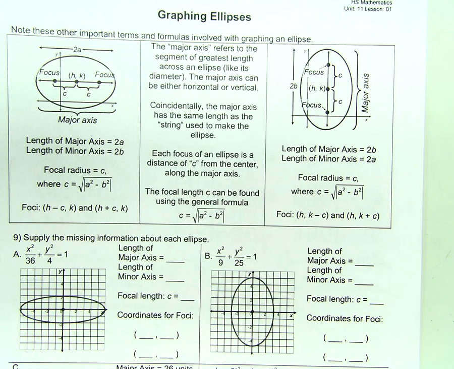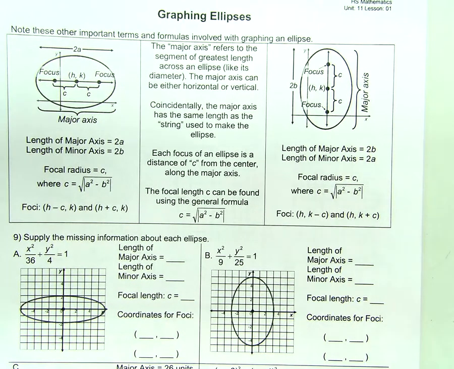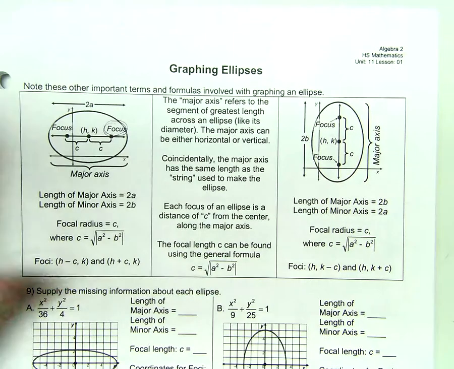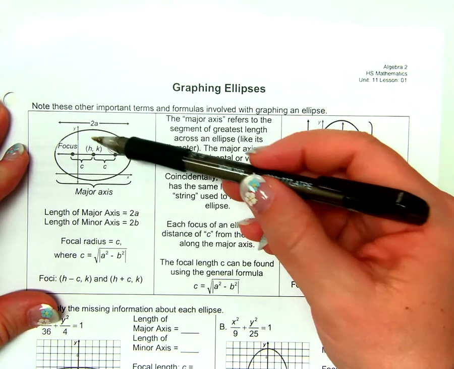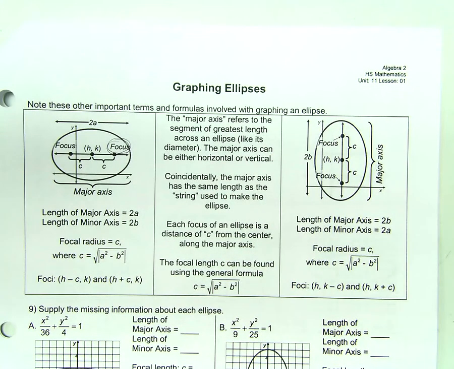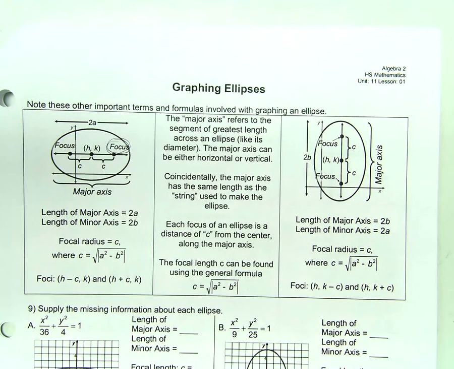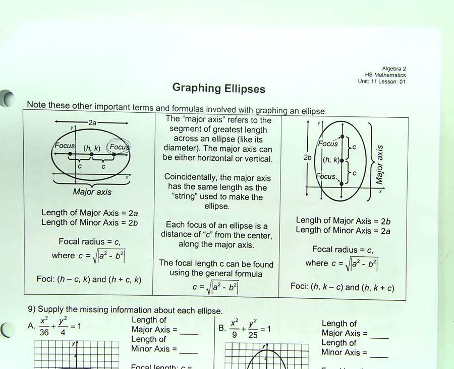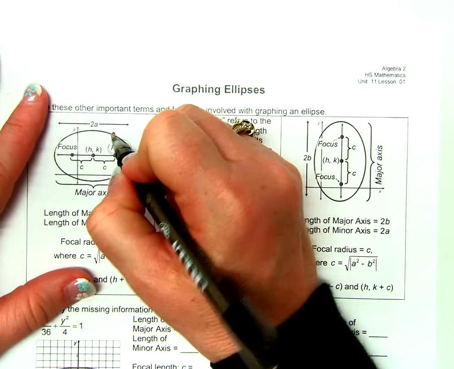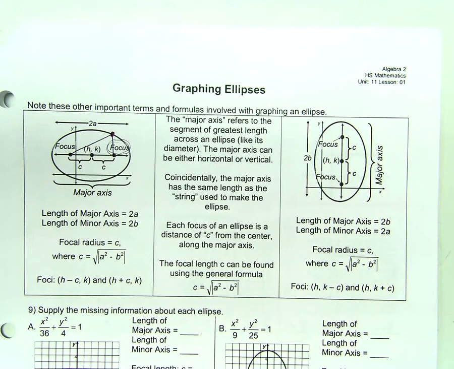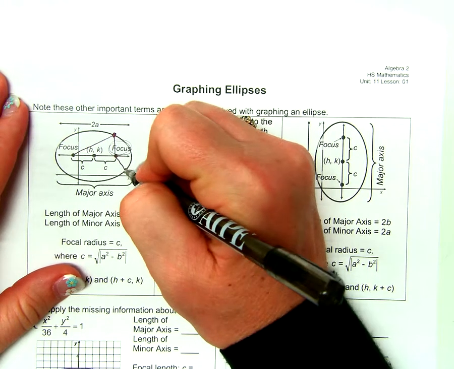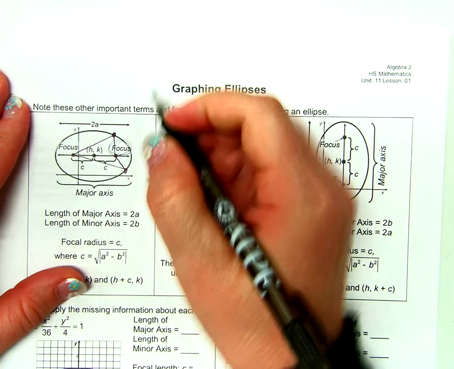There are other important terms and formulas involved with graphing an ellipse. There's all of this. This is what's different here, the focus. We've already figured out that all the way across is 2a. We've already figured out that all the way across this way is 2b, haven't we? Okay, it's the focus. The way an ellipse is made is the distance from any point on the ellipse. If you take that distance and add it up, it will be the same for every single point on the ellipse. Whatever point you choose, if you add that distance and that distance, the distance from that point to each of the foci.